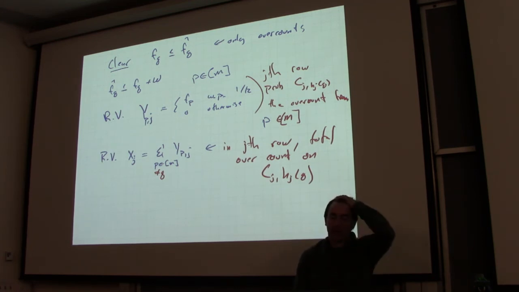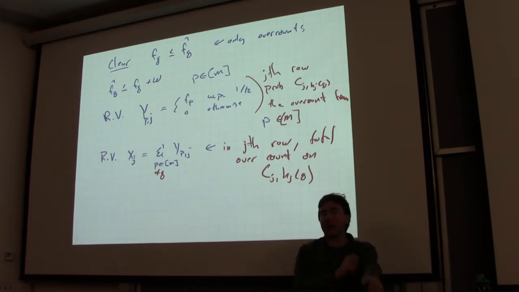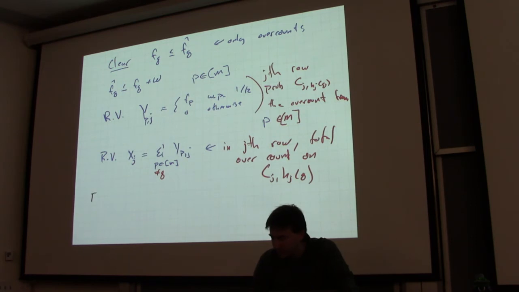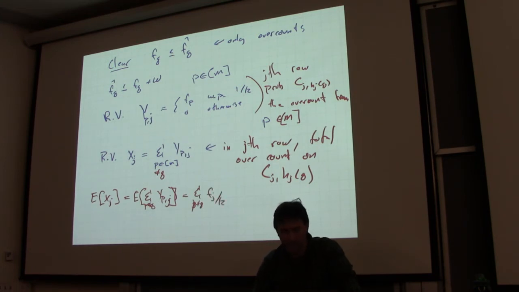And so I can say that the expected error I get in any one row, the expected error in row j is going to be xj. This is equal to the sum of all of the p not equal to q of ypj, which is the sum of all of p not equal to q of f of j divided by k, which is less than or equal to n divided by k.